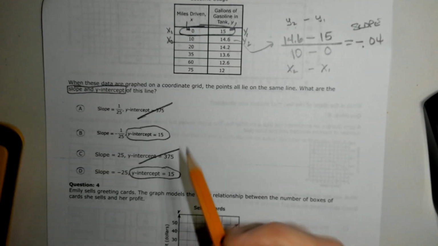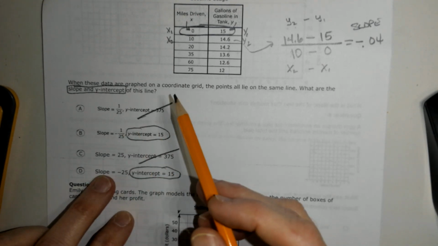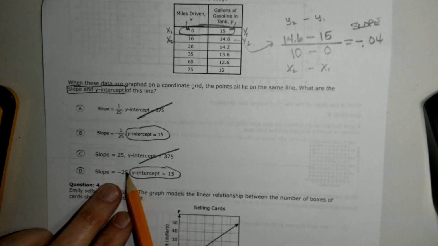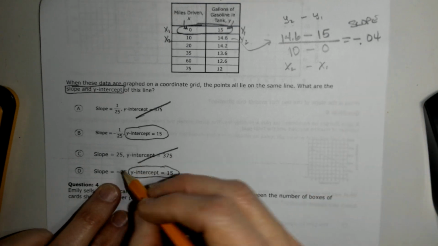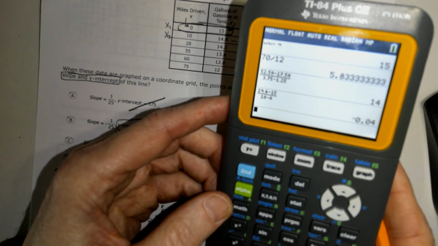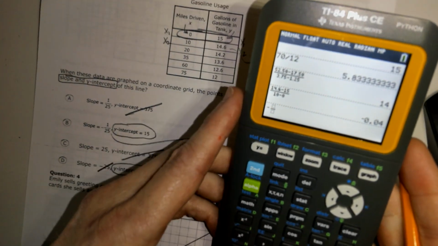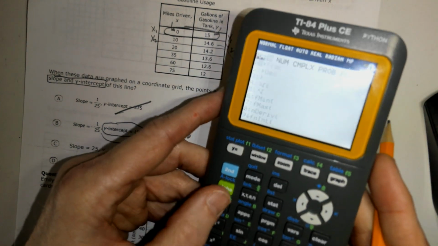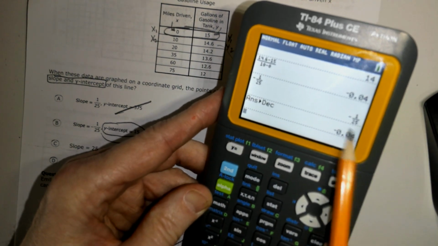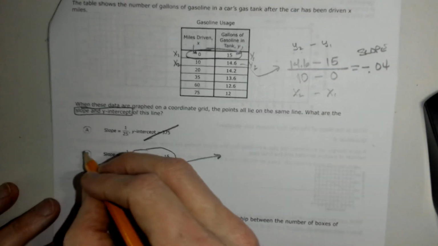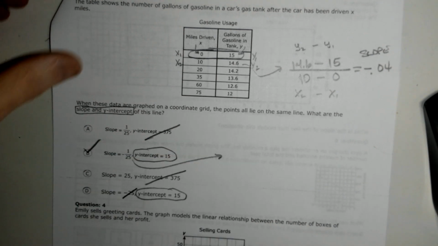Well, if I look at my 2 slopes, I have -1 over 25 and -25. Well, negative 25 is definitely not 0.04. Let's just make sure that in our calculator, if we put in a negative 1 over 25, hit enter, and hit math 2 so we can get the decimal for that. Negative 1 over 25 is negative 0.04. That matches our slope. B is the correct answer.